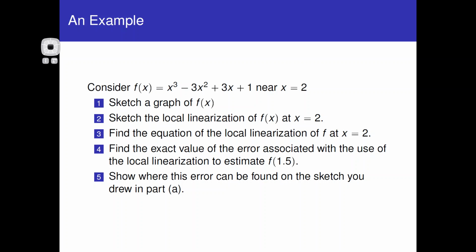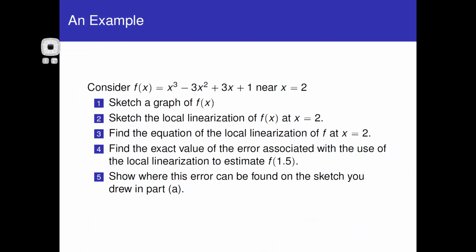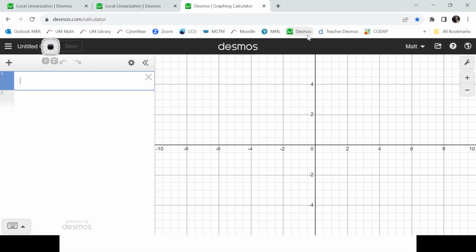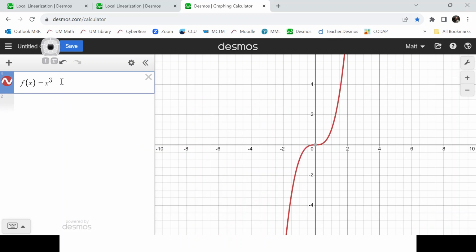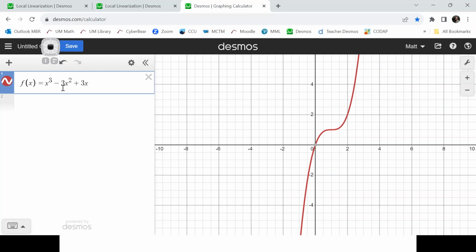So let's do this one as if we don't have anything. First, I'm going to get a Desmos graph to do this, because I don't want to hand plot this. You would never want to hand plot this. Let me write the function down. So the function is f of x equals x raised to the third minus 3x raised to the second plus 3x plus 1. Okay, so there it is.